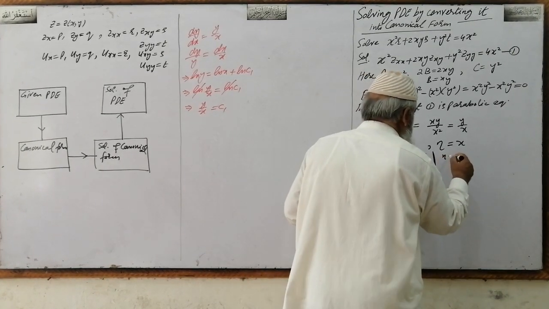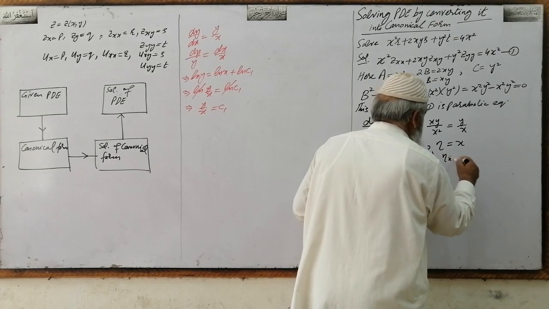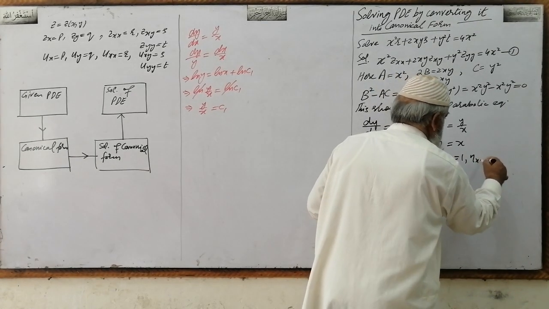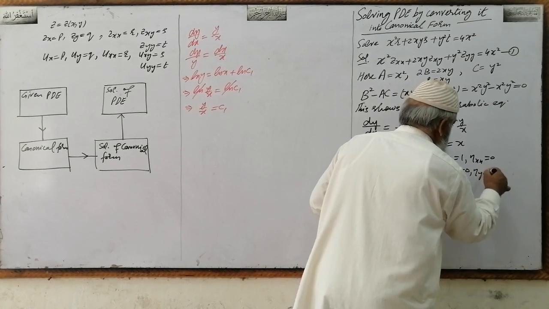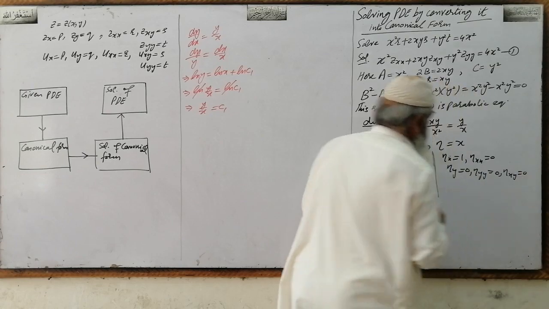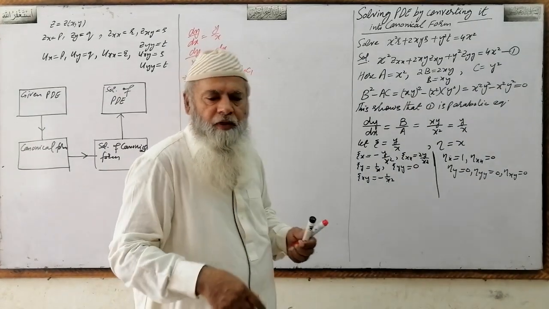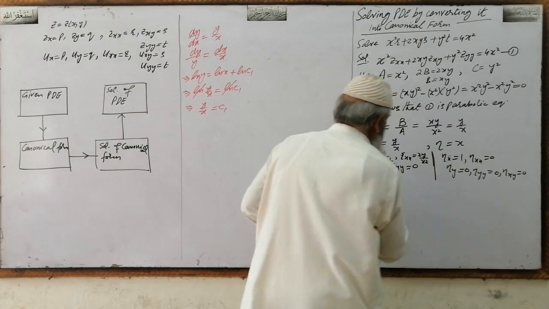Here we have the simple case: eta x is equal to 1, eta double x is equal to 0, eta y is equal to 0, eta double y is equal to 0, and eta xy is equal to 0. We need these values, therefore I am going to calculate these values here.